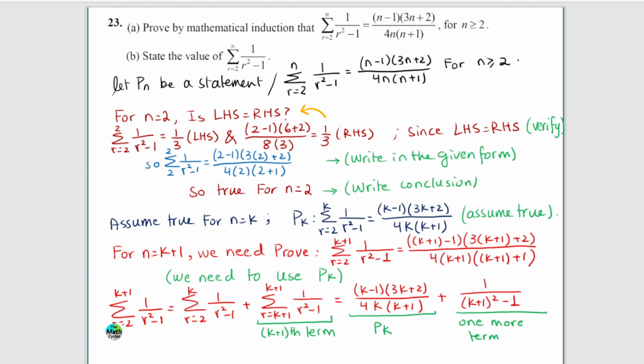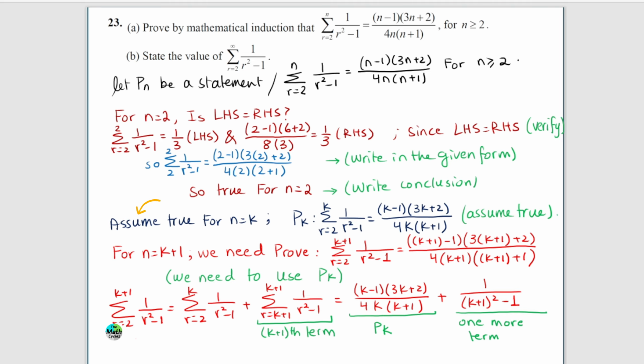For n equals 2, on the left-hand side, 1 over r squared minus 1, replace r by 2, and you will get 1 over 3. And this is the left-hand side. On the right-hand side, replace n by 2, and you will get 1 over 3. Since the left-hand side and right-hand side are the same, now I'm going to write in the given form. This is a strong step to write it in the given form to show them that whenever you replace n by 2 in the given statement, the statement is true. Before I move on to the next step, I need to state this clearly that this is true for n equals 2.